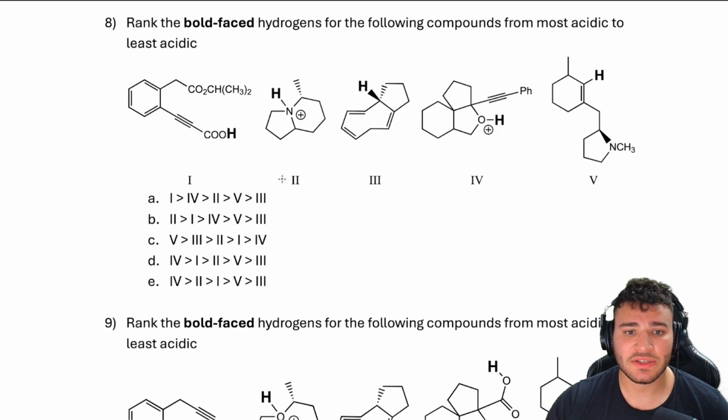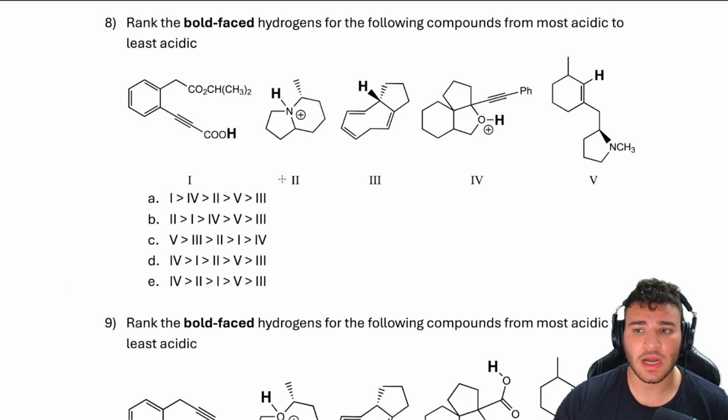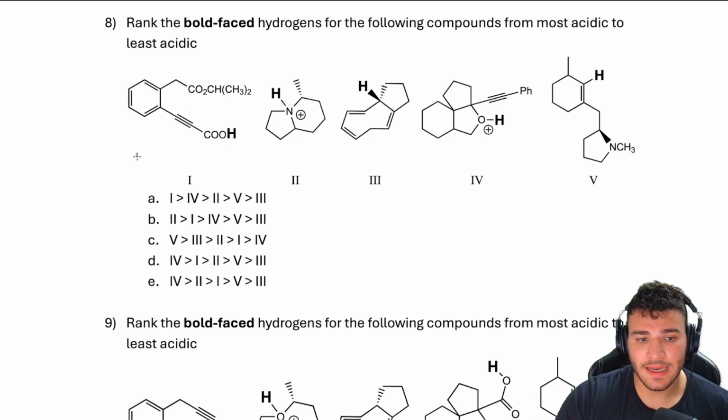In question 8, we're asked to rank the boldface hydrogens from the following compounds from most acidic to least acidic. So let's use our strategy: under each structure, write down what the acidic proton is connected to, and then we'll analyze it. In structure 1, it's connected to an oxygen that is a carboxylic acid, right? So we have a good amount of resonance.